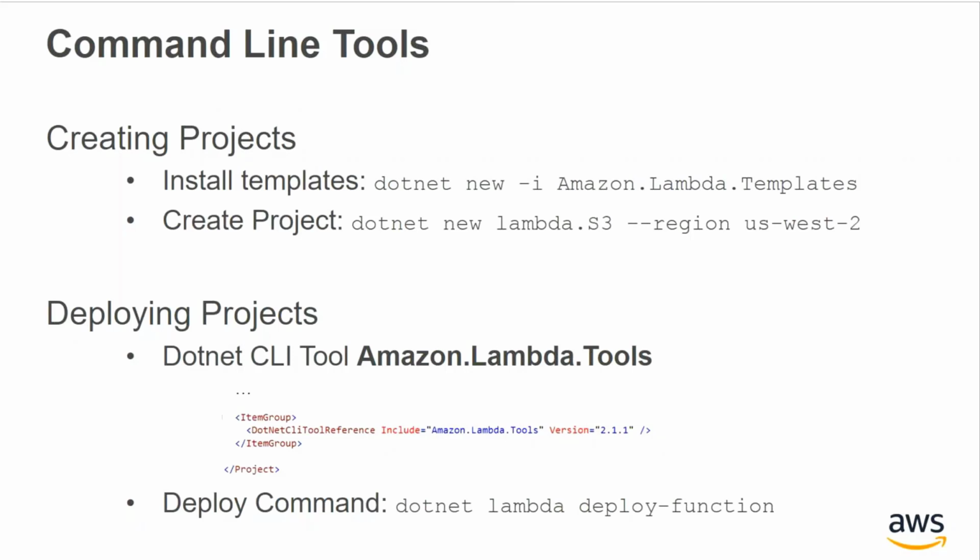Each of the blueprints that we have set up has a reference to the Amazon Lambda tools in its CS project file. What that does is it allows the .NET command line to have a Lambda command to deploy your functions. So with that reference in there, you can run .NET Lambda deploy function to run the same deployment that we have in Visual Studio. Now with those tools set up, let's take a look at how we can start deploying our functions.